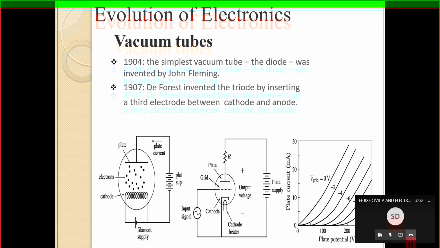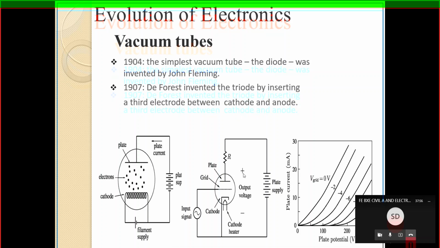If the input voltage increases, the output voltage and the current also increase. This concept was used by the scientist Lee De Forest, and the triode is the triode electron tube between the cathode and anode.